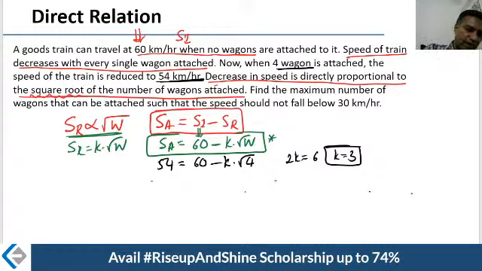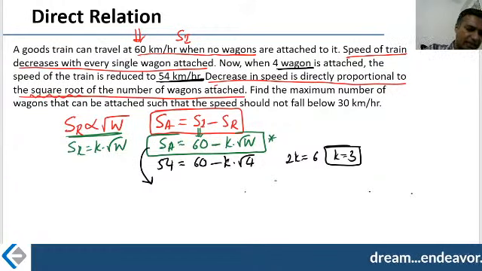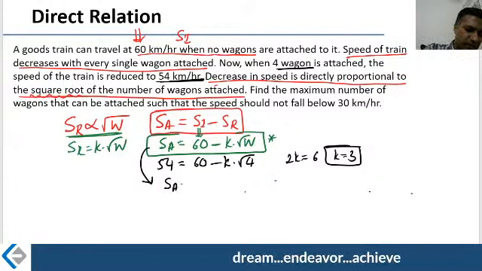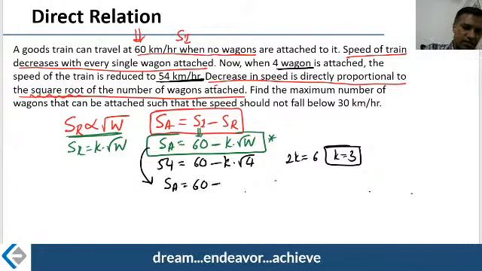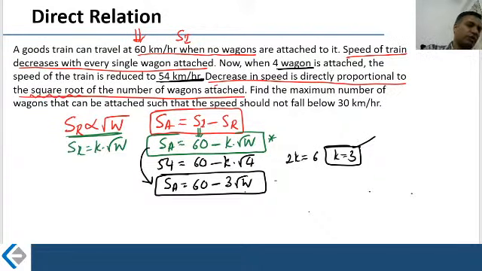Now that you have the value of k, can I rewrite this? You can rewrite. From an explanation perspective, I'm rewriting. The actual speed is nothing but 60 minus k, and the value of k is known to us, which is 3. Therefore, actual speed is 60 minus 3 times root W. I can write it now because I understood the value of k from here. Fair enough. Now let's go to the question.